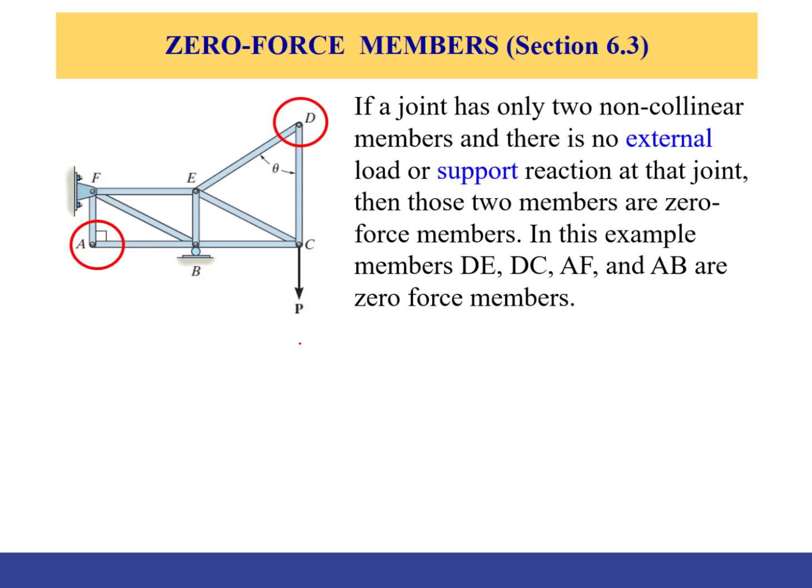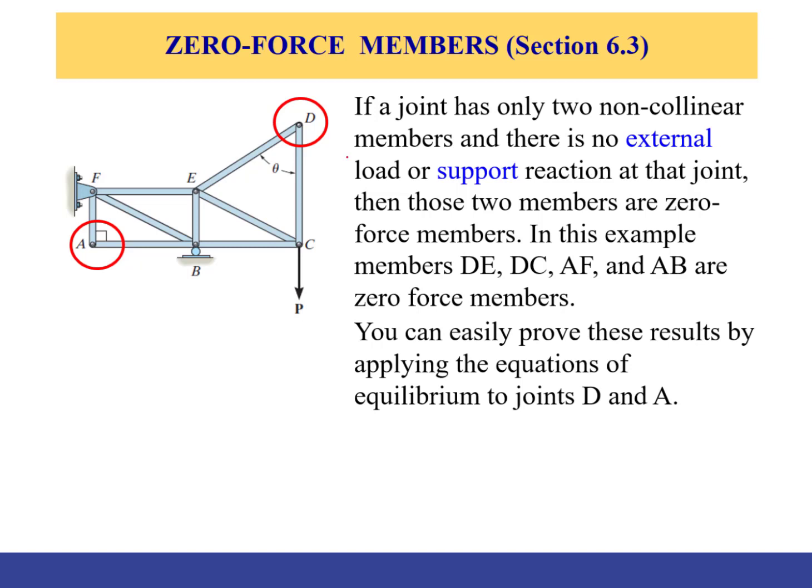Now the zero force members rule says that one, or a few, of these might have no forces, no tension or compression, if the following is satisfied. If a joint has only two non-collinear members and there is no external force or load or support reaction at that joint, then those two members are zero force members.